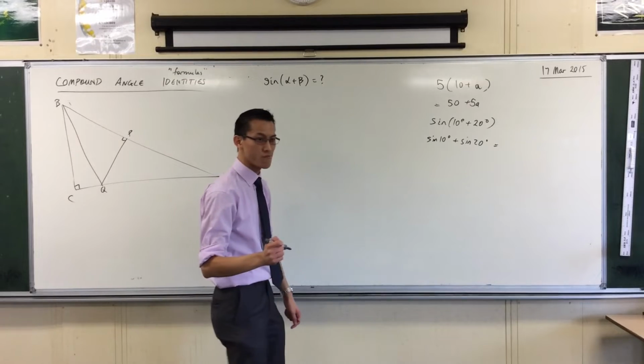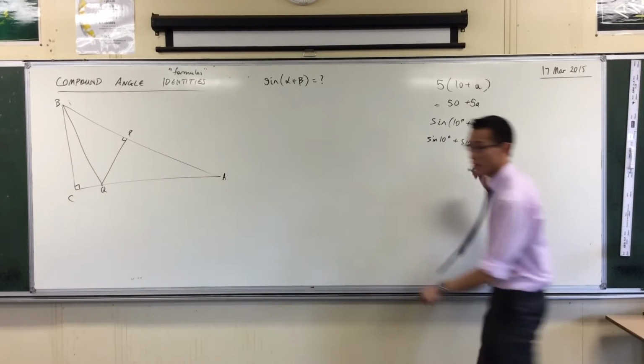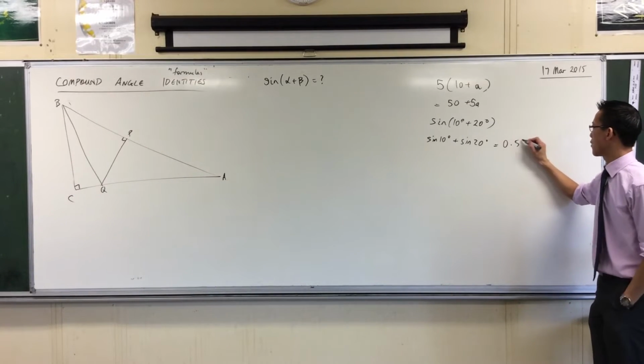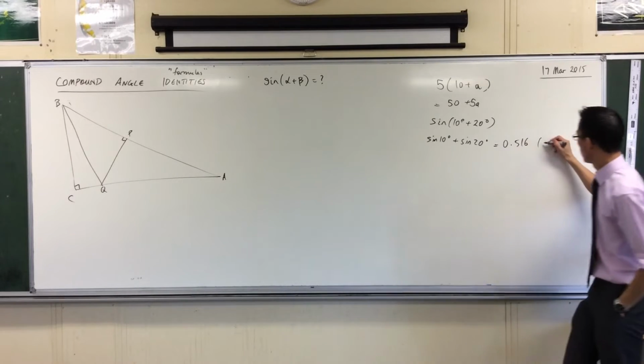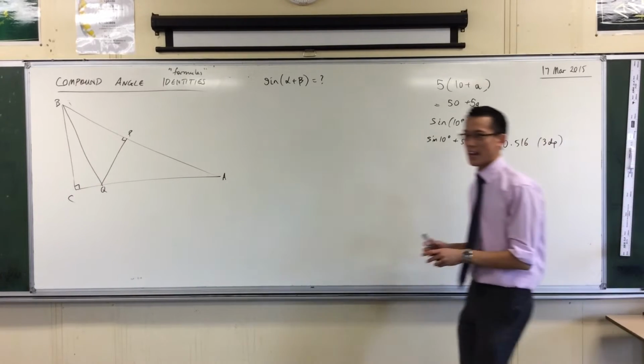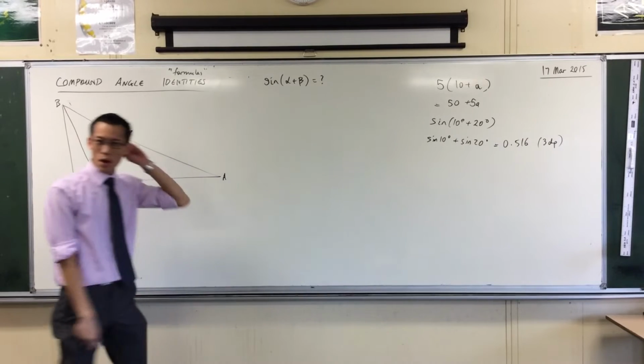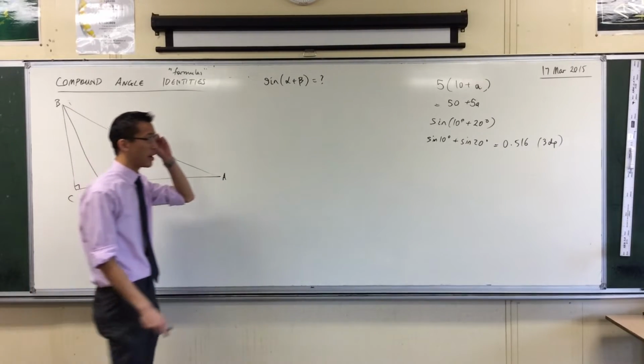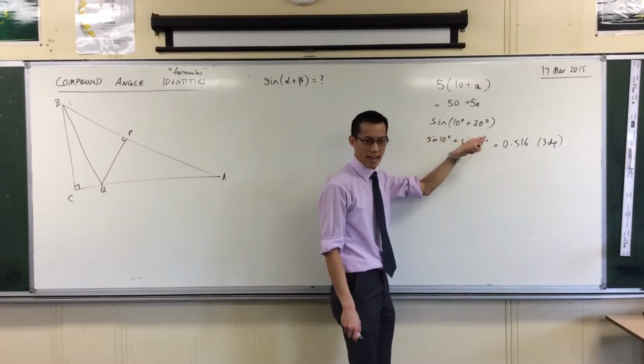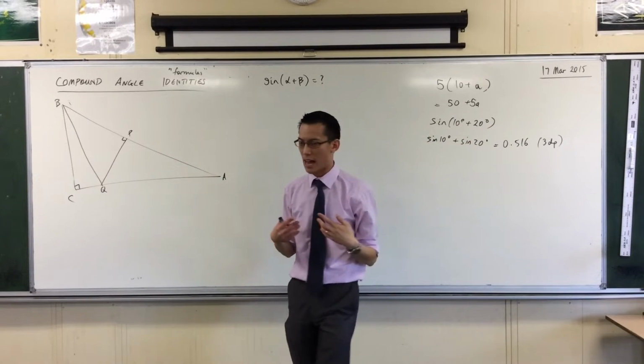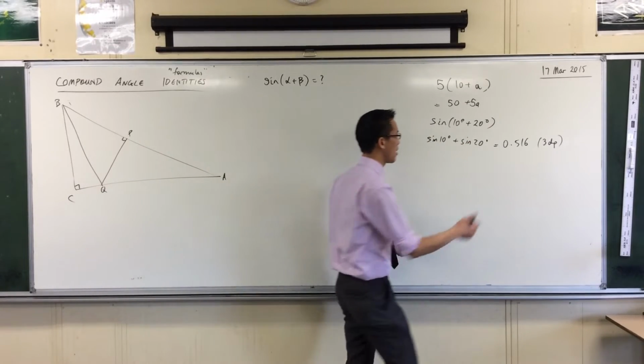Actually, let's get 3 dp. 0.516. So that's 0.516 to 3 dp. Okay. So what you've come up with is troubling, because we know in fact what sine 10 plus 20 is. It's sine 30, which is a half. Right.